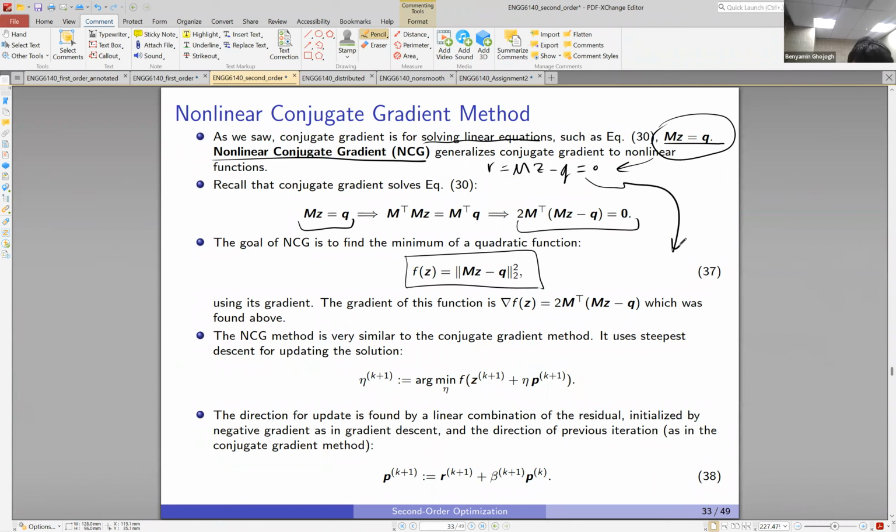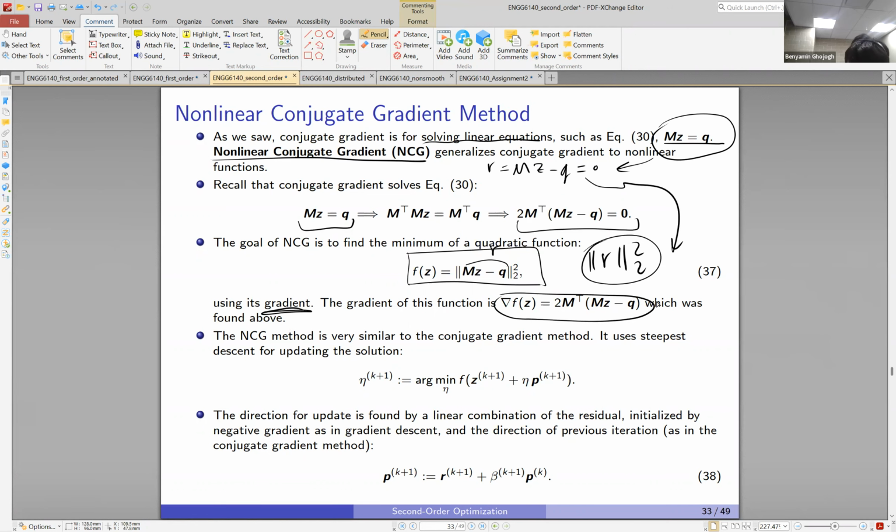However, here I minimize the residue in this way: I minimize its squared L2 norm. So this is the residue, right? But as you see, this is a quadratic function. It's not linear anymore. That's why it's called nonlinear conjugate gradient. So it's a quadratic, and it's using its gradient. What is the gradient of this function? Interestingly, if you take the derivative of this, it becomes this. Very interesting, right?